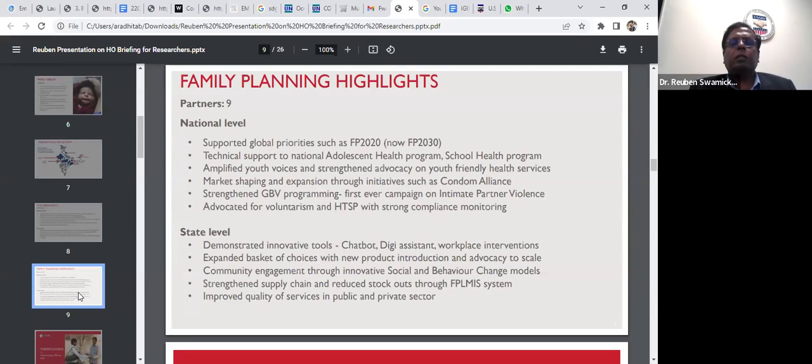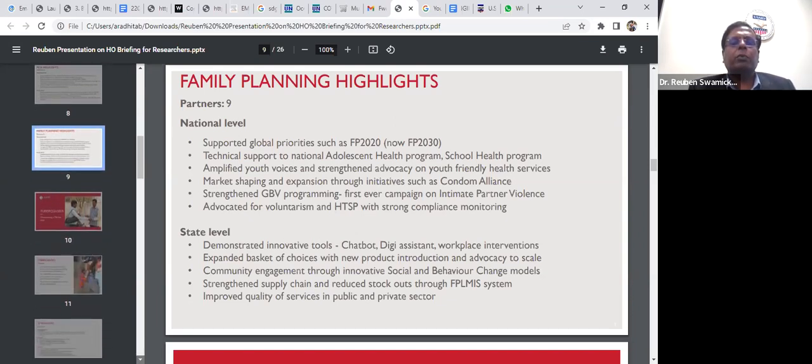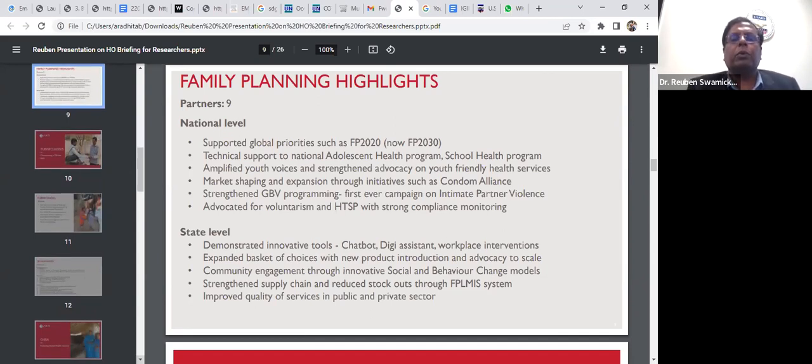So, there are chatbots, there is Digi Assistant, there are workplace interventions that we're looking at to help innovatively support expansion of this. And like I mentioned, expanded basket of choices with new products being introduced and using advocacy to scale them. Community engagement has been a big factor for us. Despite the top-down approach, we also have bottom-up, which is what the community voice is about. And then, we'll support the government occasionally in supply chain and reduce stock out, especially in family planning products, if required. And then, of course, improve the quality of services to both public and private.